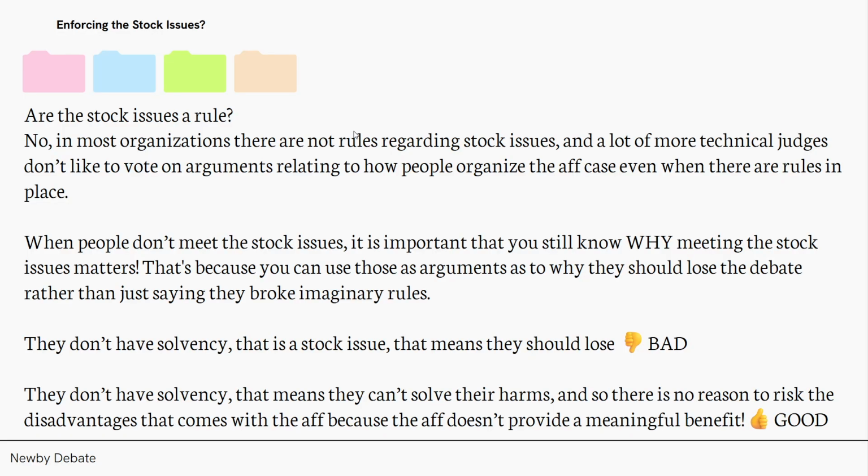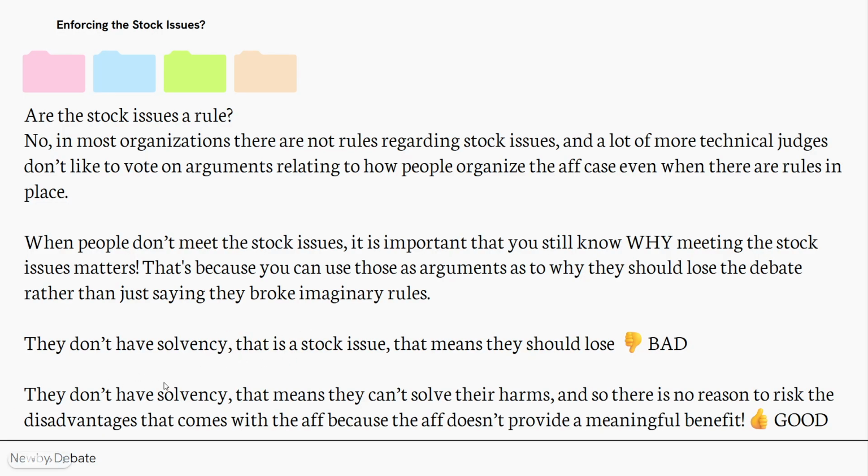But when people don't meet the stock issues, it's still important that you know why meeting the stock issues matter. That's because you can use those arguments as reasons why they should lose the debate rather than saying they broke imaginary rules. So I said solvency in here, but we'll talk about solvency. So let's go over this example. Let's say they don't have solvency, and you say they don't have solvency. That's a stock issue. That means they should lose. This is an example of a bad argument in favor of someone having the stock issues. Let's look at a good one.